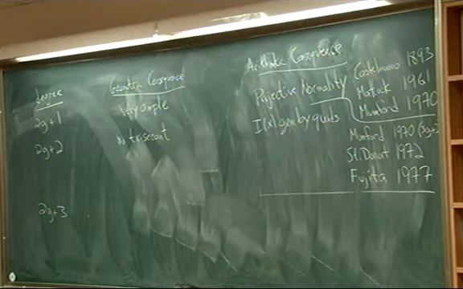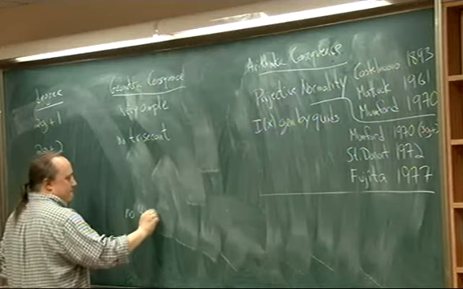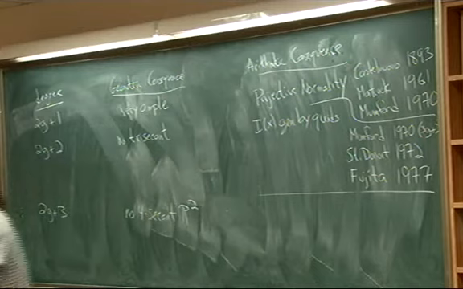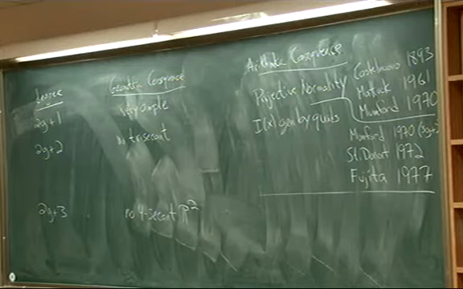The next stage, things become a little more subtle. What's our geometric consequence of having 2g plus 3? We have no 4-secant P2s. How does that help us? Let's think about it.